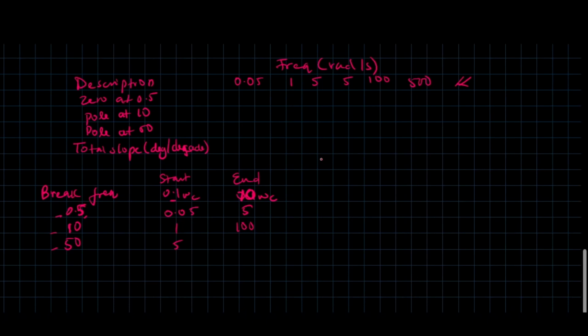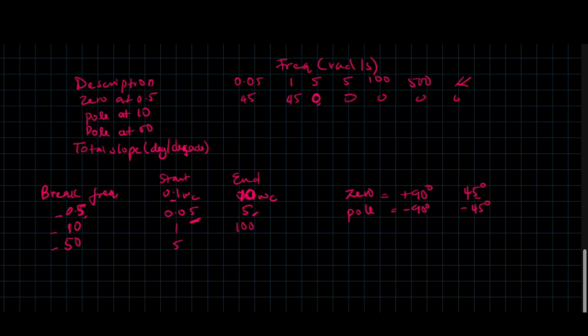Note that the total phase change for a zero is plus 90 degrees, and for a pole, it is negative 90 degrees. And at the half point, at the break frequency, it will be 45 degrees, and here minus 45 degrees. So for the zero at 0.5, the transition started from 0.05 and ended at 5. So it will be 45, 45, then 0. Why is this 0? Because this is where the transition stops. So at 0 it starts, then at 90 it completely settles. So yes, the remaining is 0, 0, 0.